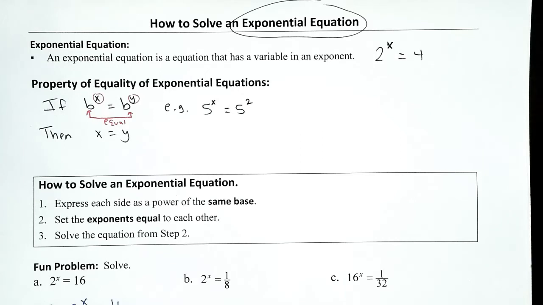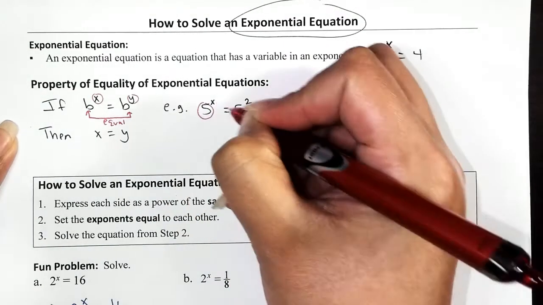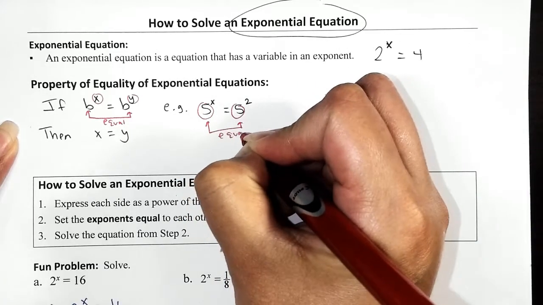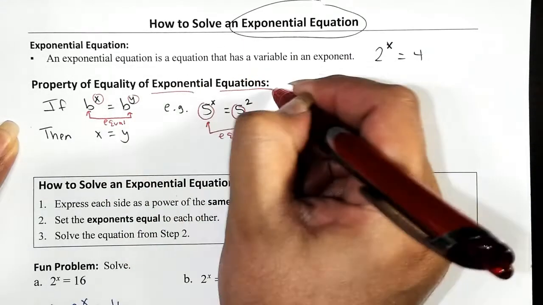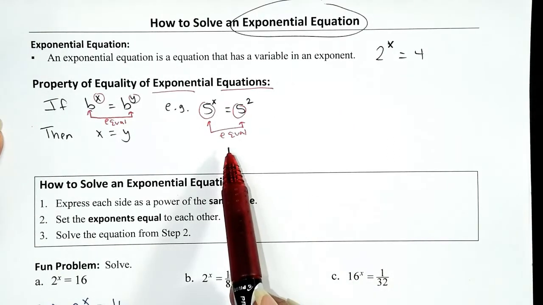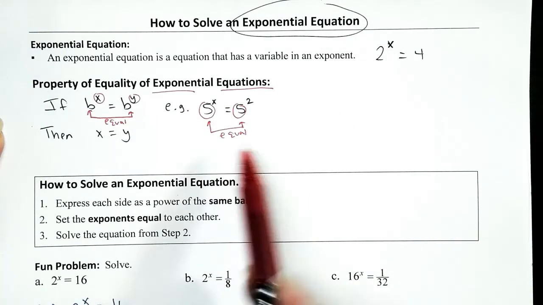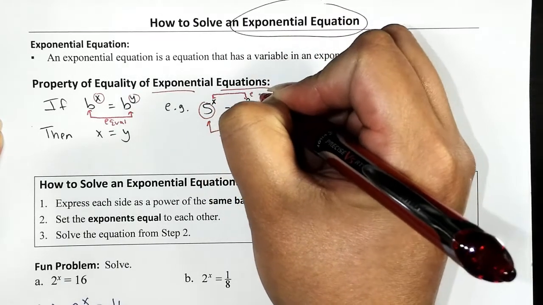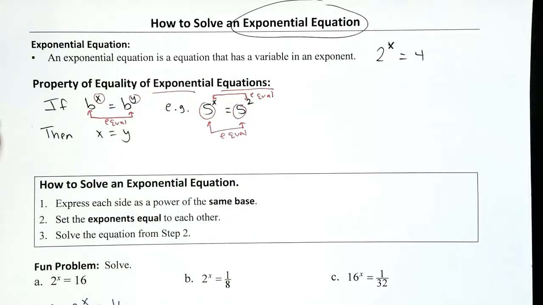So then I'm like, okay, how am I going to solve this? I want you to notice what is the same. Oh look, the base on the left is equal to the base on the right. So the property of exponential equations says: if the bases are equal, there's no way around it, then the exponents have to be equal. If the bases are the same, then the powers have to be the same.